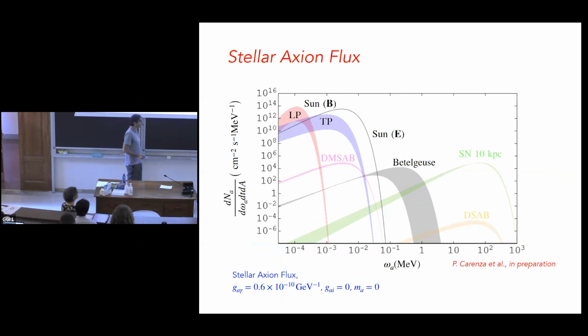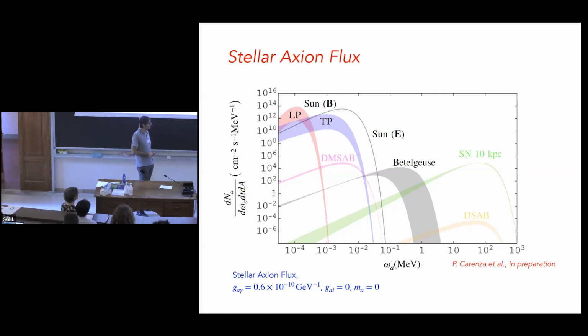This is a recent plot from Pierluca Carenza, from a paper in preparation where he's compiling a map of the flux of axion-like particles from all stars. So here we have the sun, and this is the production in the magnetic field inside the core of the sun. I will mention this briefly later. And this is the production from the sun through scattering in the electric field of the ions inside the sun: photons converted into axions in the electric field of the ions in the sun.